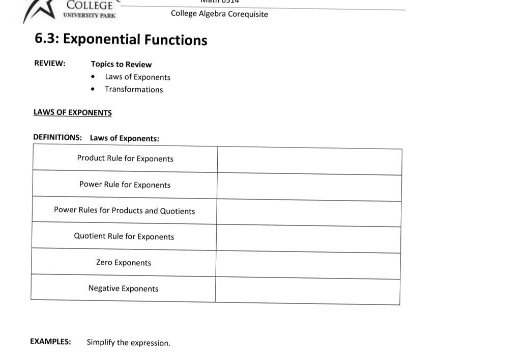So this video is going to cover our exponential rules. And let's talk about what an exponent is real quick. An exponent is made up of a base and an exponent or a power. So b to the x, where b is the base and x is our power.